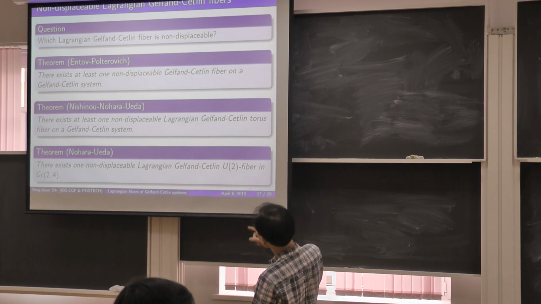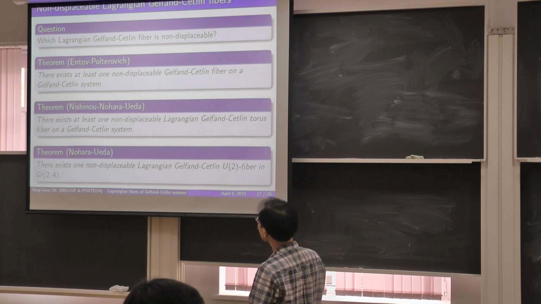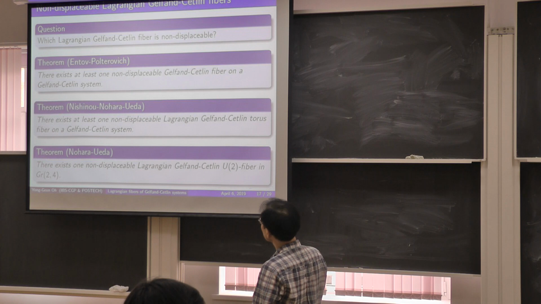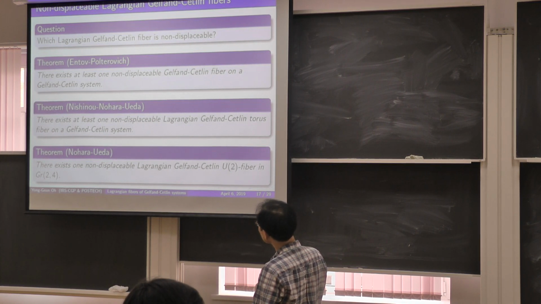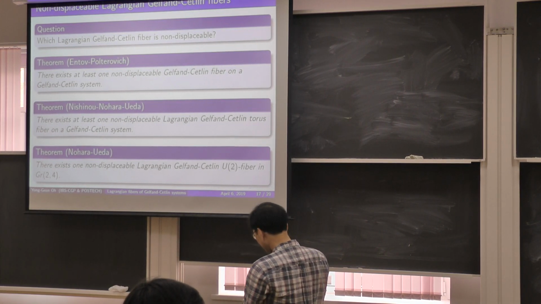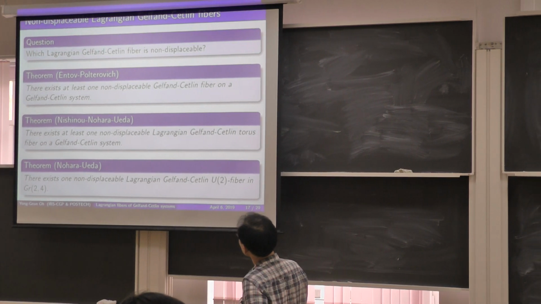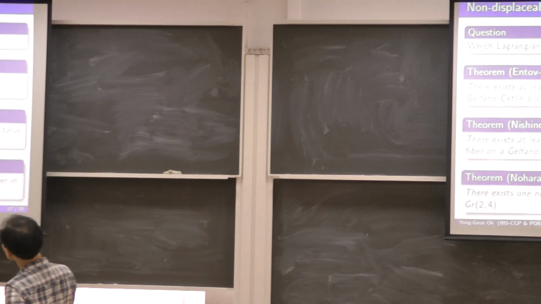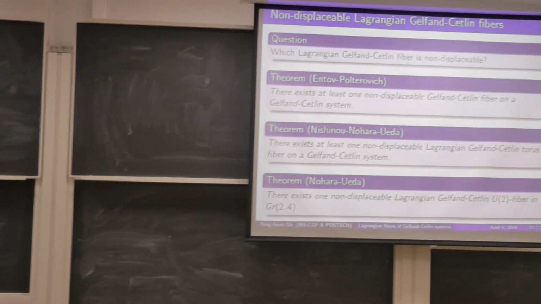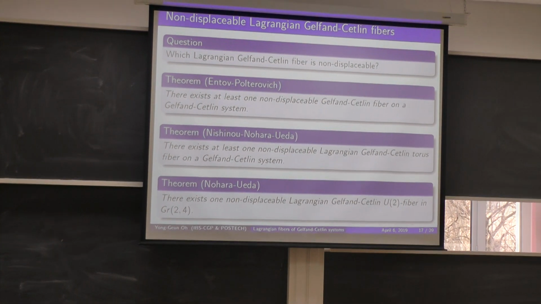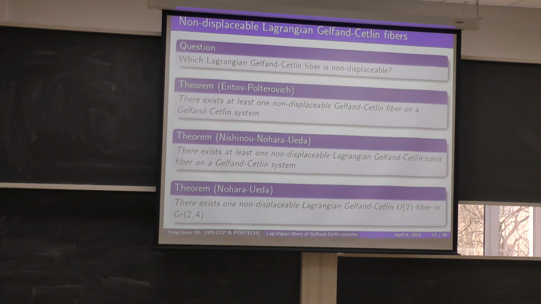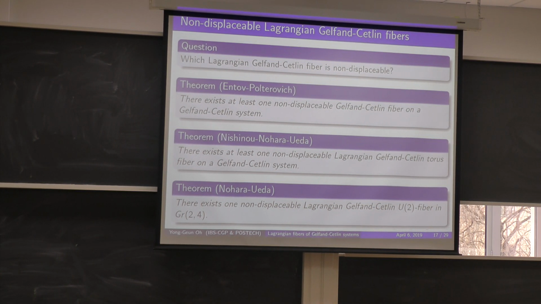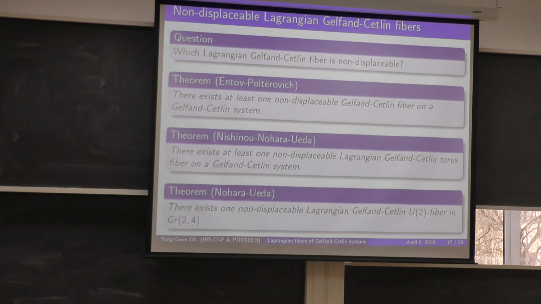And then Nishinou, Nohara, and Ueda actually applied the theory of Lagrangian Floer theory, developed by Fukaya, myself, Ohta, and Ono, and applied this kind of theory to this particular Gelfand-Cetlin fiber.